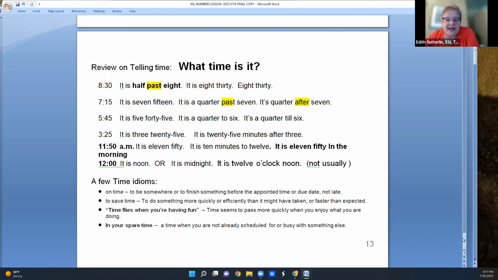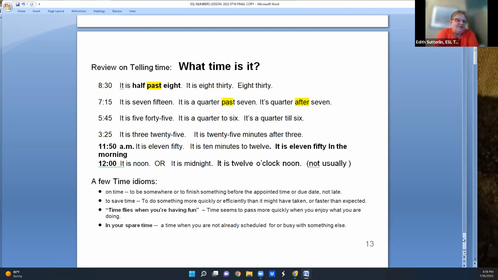It's 11:50 a.m. Some people will say a.m. or p.m., but usually we just say in the morning or in the afternoon or evening. So 11:50. It's 10 minutes to 12. It's 11:50 in the morning. 12 o'clock, it's noon, or it is midnight. You can also put them together and say it's 12 o'clock midnight, or it's 12 midnight or 12 noon, but usually you just say it's noon or it's midnight.